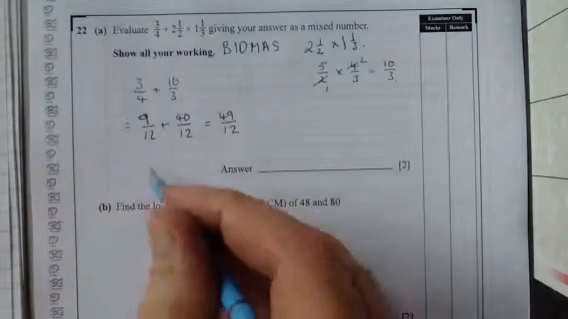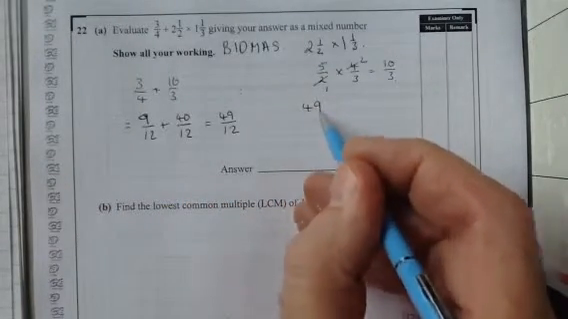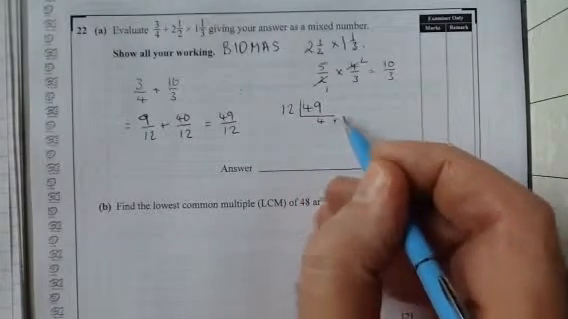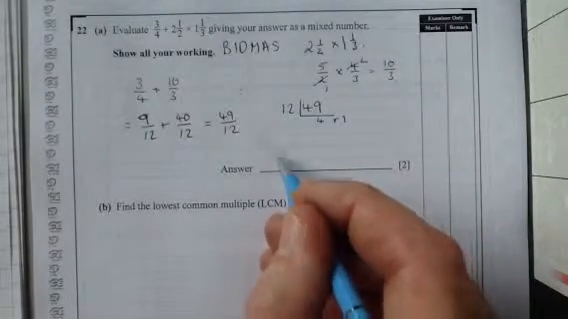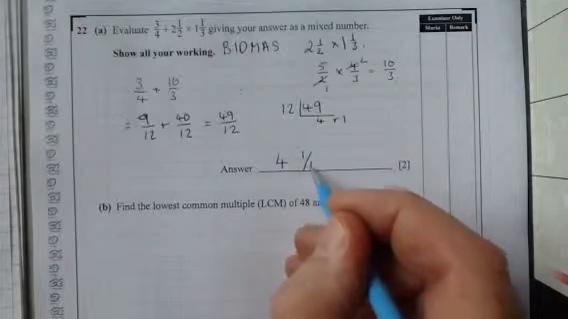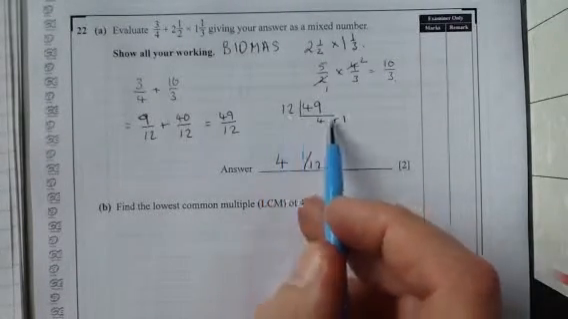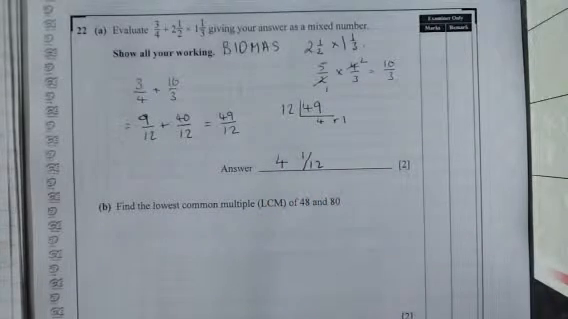Now, the way to convert that is to divide 49 by 12. 12 goes into 49 4 times, remainder 1. So as a mixed number, it's going to be 4 and 1/12. That's what you do when you do that. You divide, which gives you the whole number, and then the remainder over 12 is the fraction part.